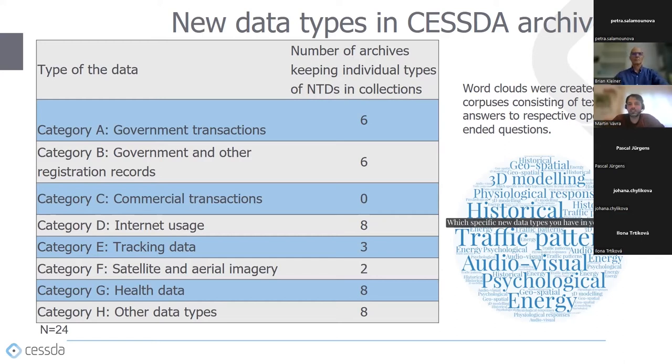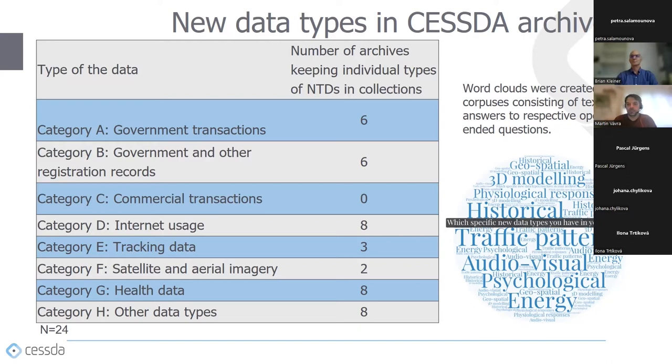But for example, commercial transactions data: none of the archives which completed the survey a year ago could claim that they have this type of data, despite the fact that in many research or methodological articles, we can read that commercial transactions data has a huge potential. But because of their commercial characteristics, and maybe some other issues, none of the archives which completed the survey questionnaire said that they have this kind of data in their data collection.